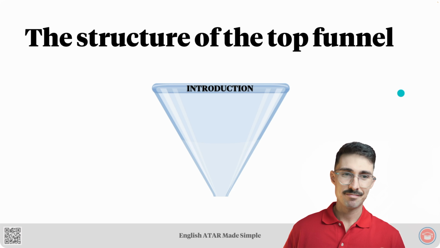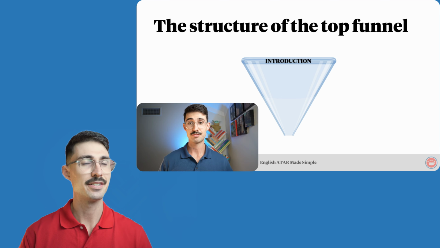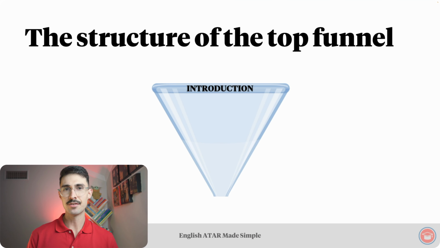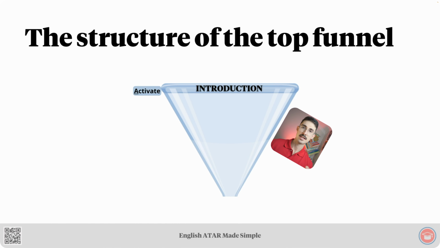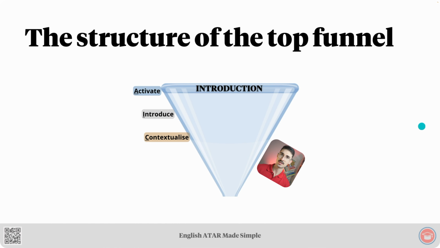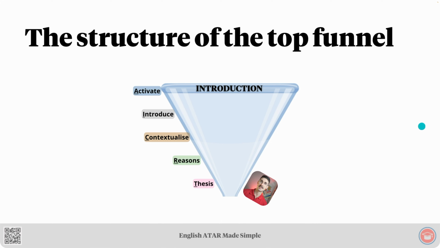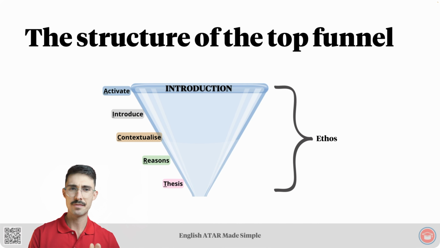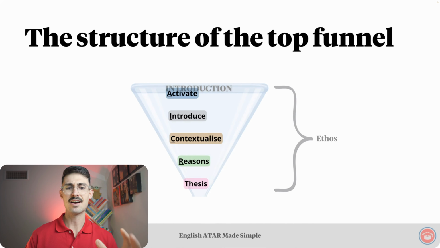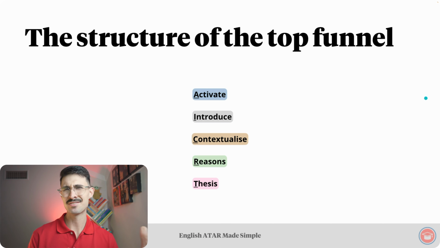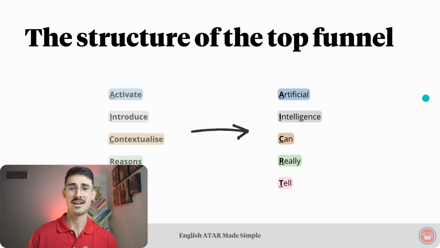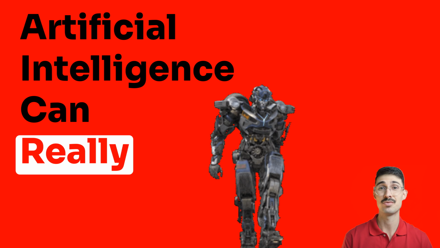Did you miss it? I certainly did. Throwback to Module 4. And here are our elements of the top funnel, starting with activate. Then introduce, contextualize, reasons, and thesis. The theme of the top funnel is ethos. AICRT isn't really that memorable, so let's use the following mnemonic instead. Artificial intelligence can really tell.